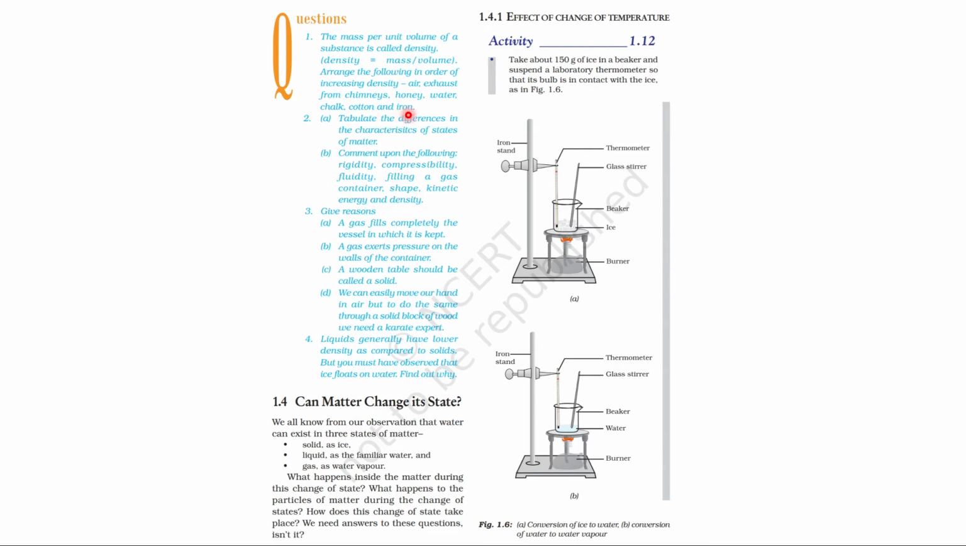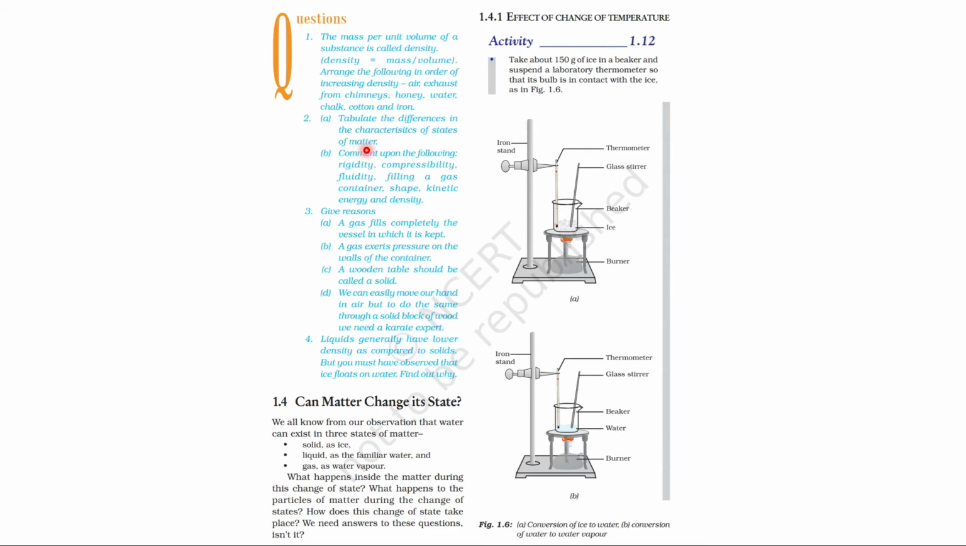Next question. Tabulate the differences in the characteristics of states of matter. The differences in the characteristics of states of matter are: solid has definite shape and volume. It is incompressible. The force of attraction between the particles of a solid is highest. The particles of solid cannot move freely.